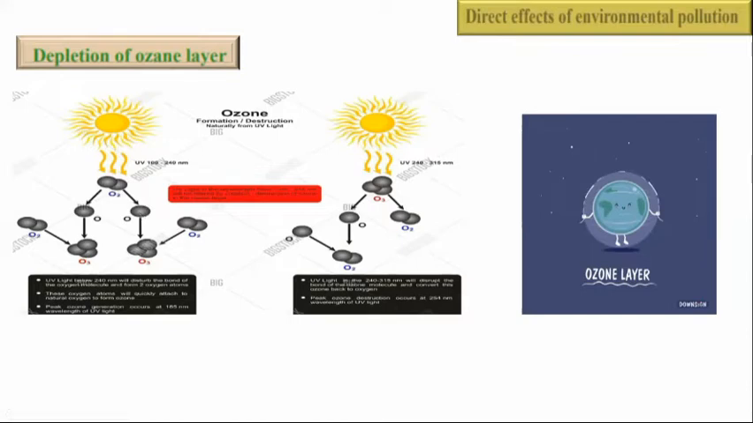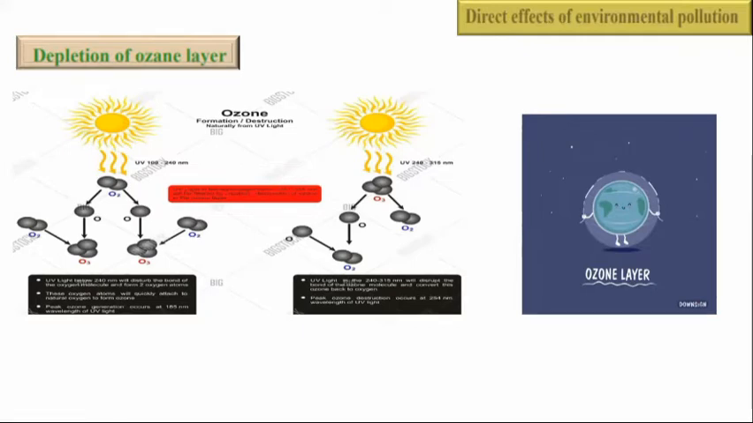Then this atomic oxygen is very highly reactive. So this oxygen can react with the O2 molecule present in the atmosphere, and they form the ozone, right? And also to maintain the balance, the O3 is converted back to O2 by releasing the oxygen atom, right? So this is how the equilibrium is maintained in the ozone layer, right?